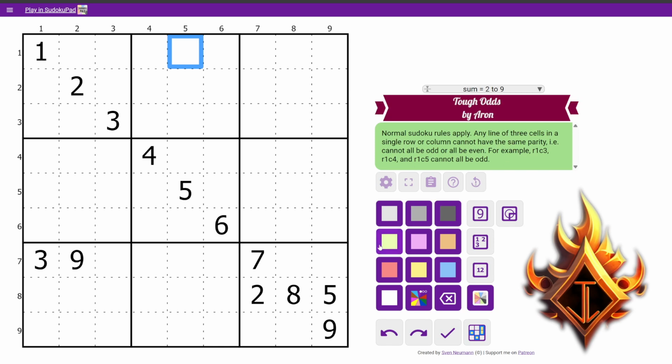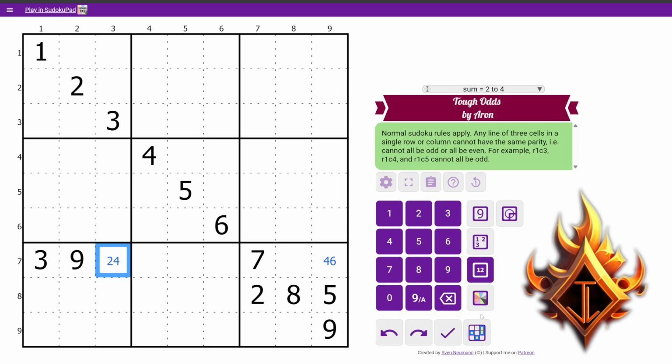In a single row or column. So this has to be even, and it will be a 4 or a 6. And then this one has to be even. It can be any of them.